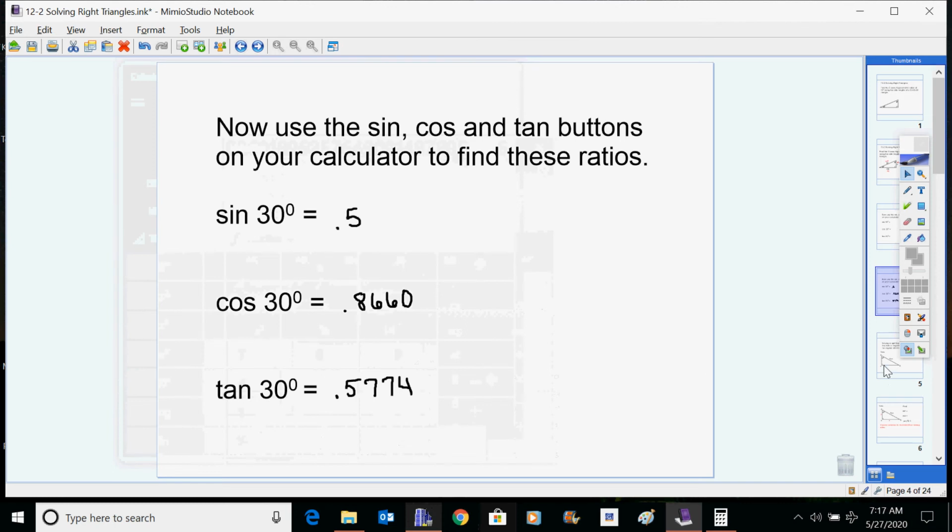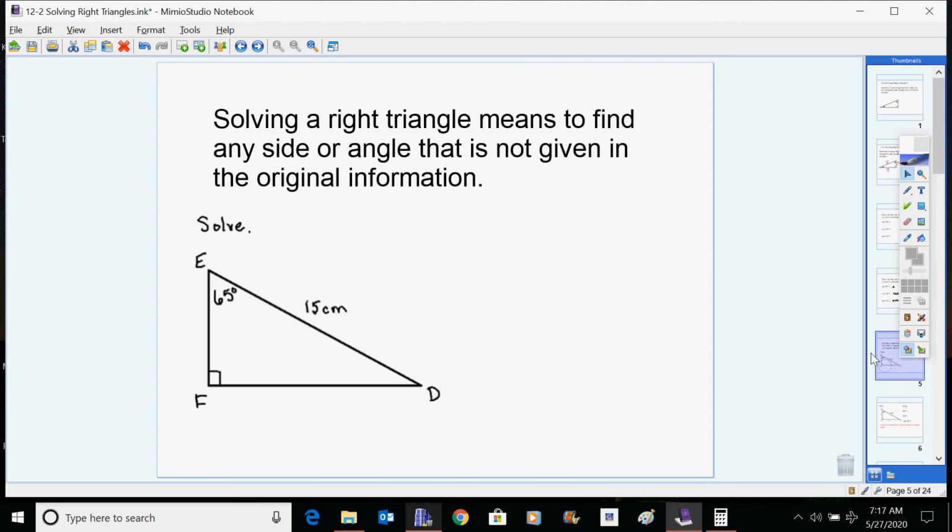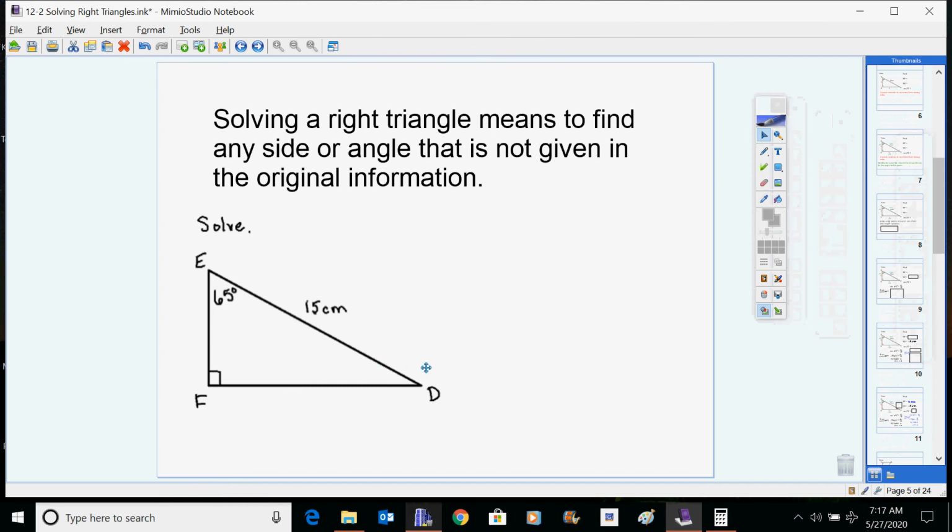All right, now the bulk of our time today though is going to be doing what we call solving a right triangle. Solving the right triangle means to find any side and angle that's not given in the original information. So I have a right triangle with an angle of 65 degrees for one of its acute angles, and the hypotenuse is 15, and we're supposed to find this side and this side. So there's a series of steps that you need to do when you are given one angle and one side, and you need to find the other two sides and the other angle. All right, today that's what we're going to be dealing with.